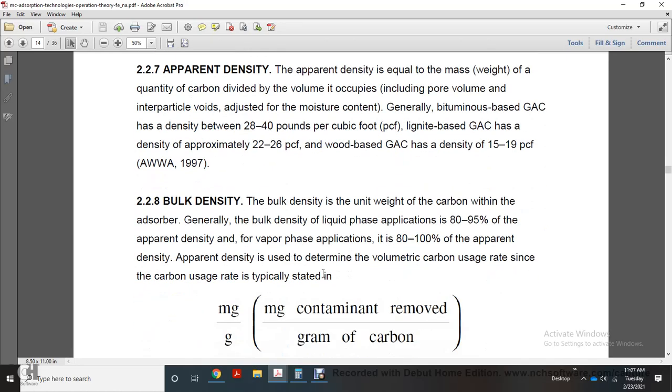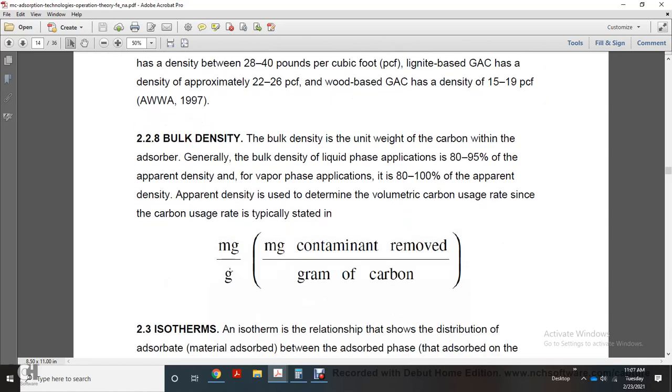Alright, bulk density is the unit weight of the carbon with the adsorbent. Generally, bulk density is 85 to 90% of the apparent density for liquid phase applications, and 80 to 100% of the apparent density for vapor phase applications. Apparent density is used to determine the volumetric carbon use rate, since the carbon usage rate is typically stated in milligrams per gram, or milligrams of contaminant removed per gram of carbon.